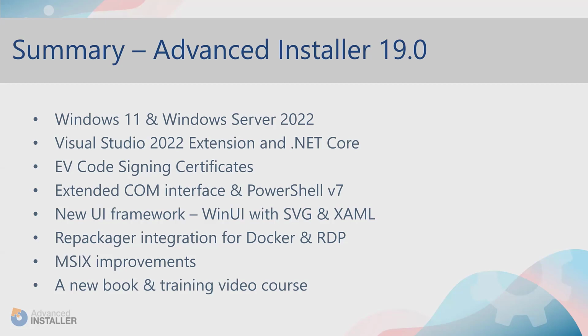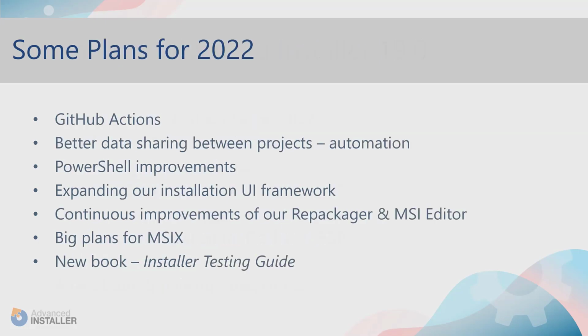And here are some things that we have on our roadmap, for example. GitHub Action support is something that's currently under development and will be released by the end of this first quarter. And it's going to help streamline your packaging pipelines within your GitHub repositories, of course.